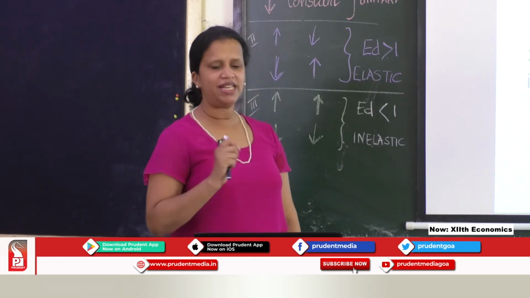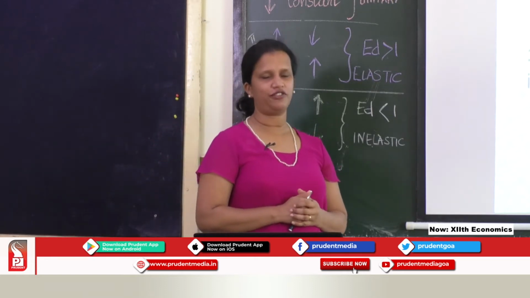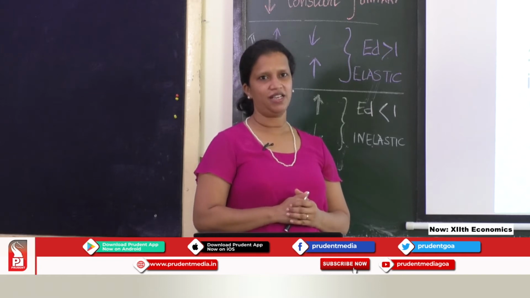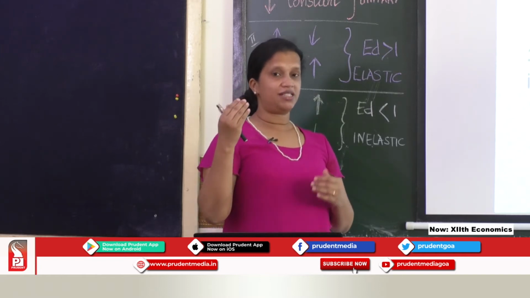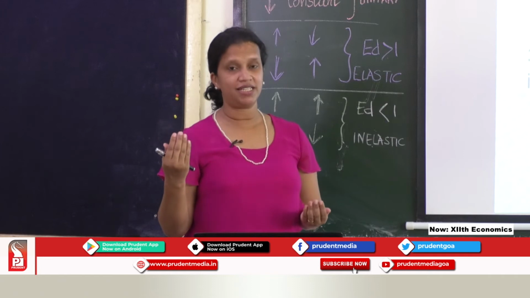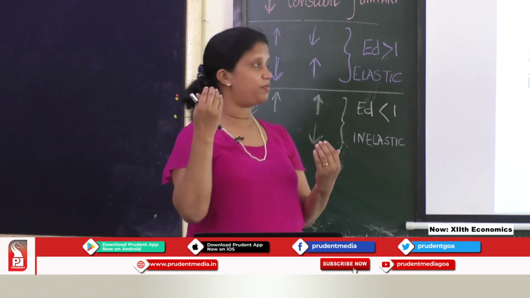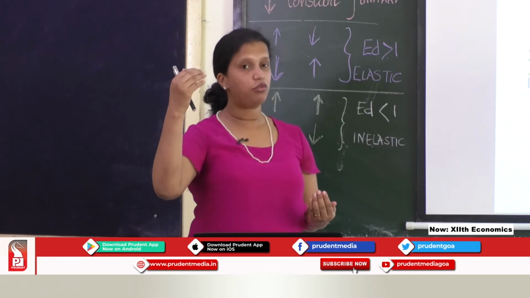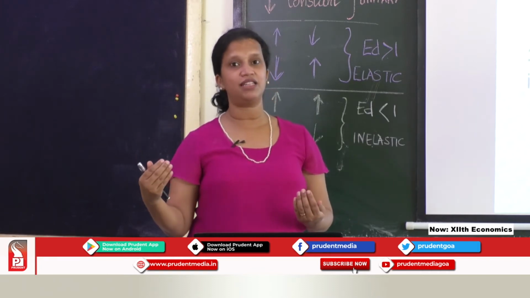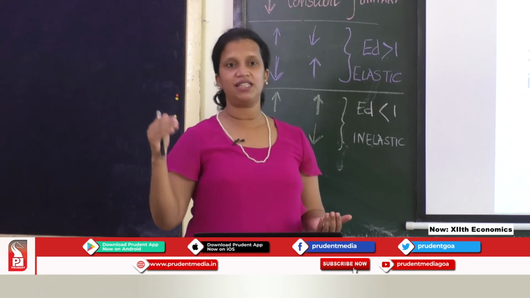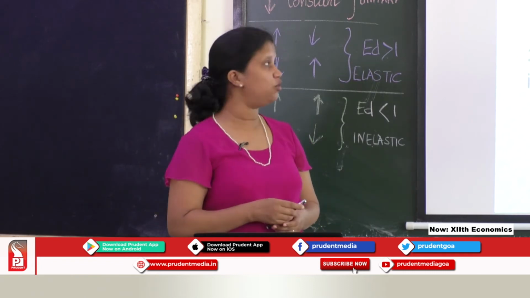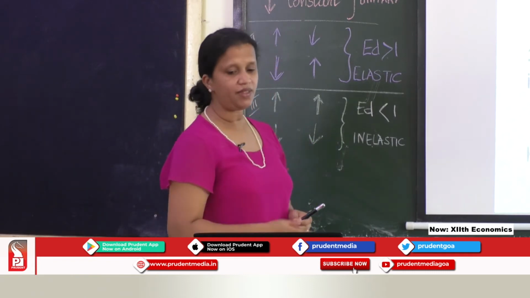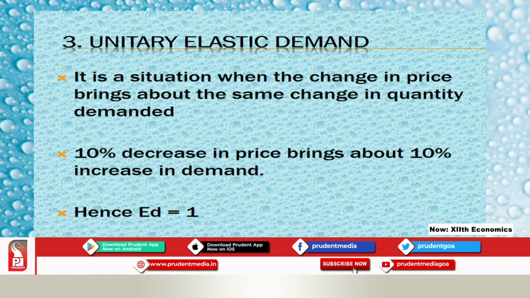Clear? So, in this case, what do you think will be the value of elasticity? Remember, in order to calculate elasticity, we divide percentage change in quantity demanded by percentage change in price, and if both the numerator and the denominator are the same, definitely they will cancel out and it will be equal to 1. Therefore, ED value is always 1 in case of unitary elastic demand.